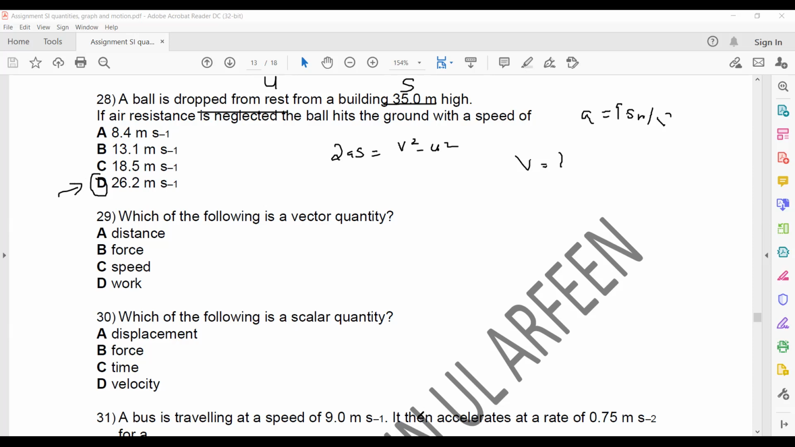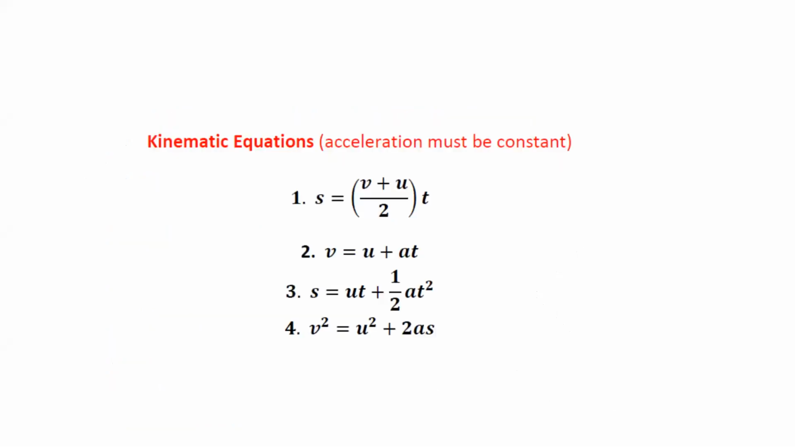So today we discussed speed, velocity, and acceleration, as well as the equations of motion. Any question related to the class today?